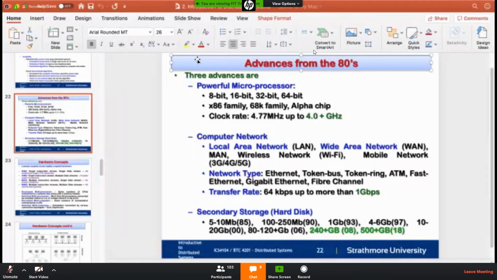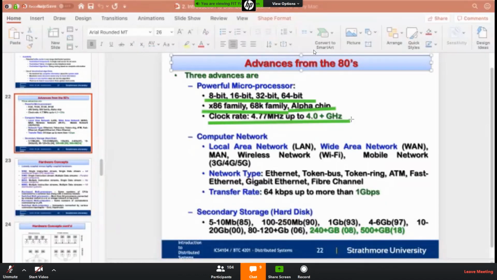Okay? Now, I'm sure you can see some of these ones here. Okay? So we moved from 8-bit, 16-bit, 32-bit, 64-bit. We had the X family, we had 8K family, alpha chips. We have clock rates that have moved, in fact, 4.0 gigahertz plus. I'm sure you know some that are even higher.